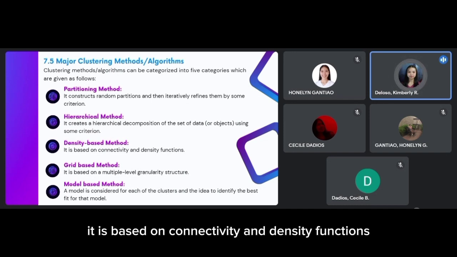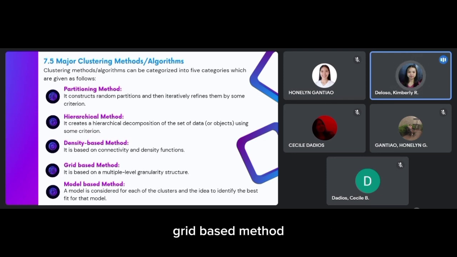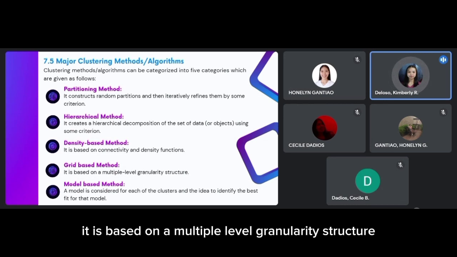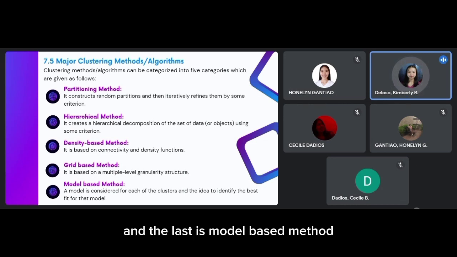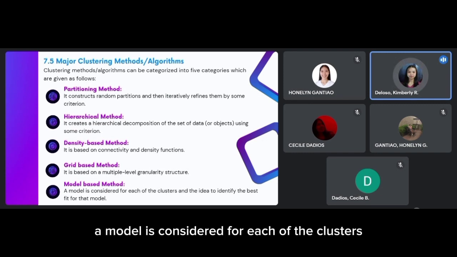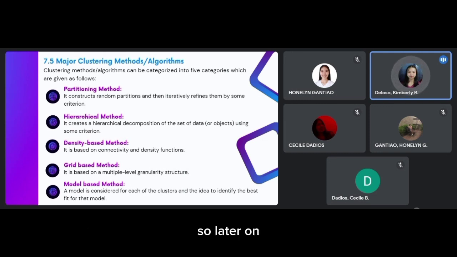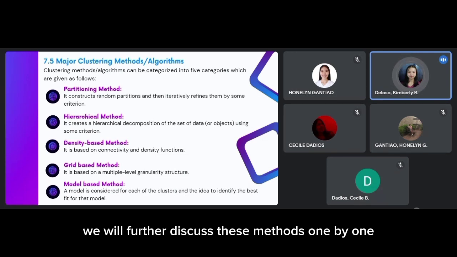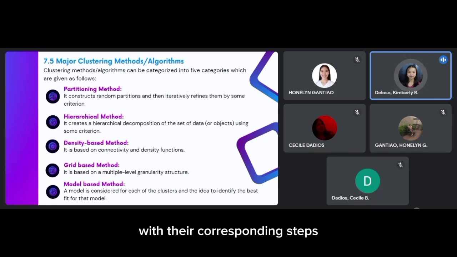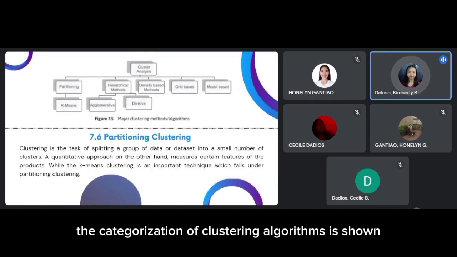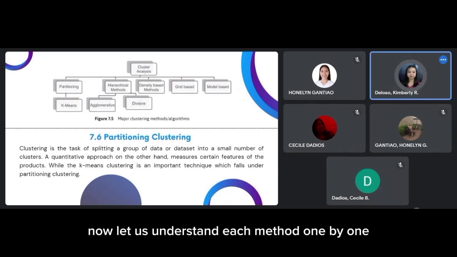Density-based method. It is based on connectivity and density functions. Grid-based method. It is based on a multiple-level granularity structure. And the last is the model-based method. A model is considered for each of the clusters and the idea is to identify the best fit for that model. So later on, we will further discuss these methods one by one with their corresponding steps. The categorization of clustering algorithms is shown. Now let us understand each method one by one.